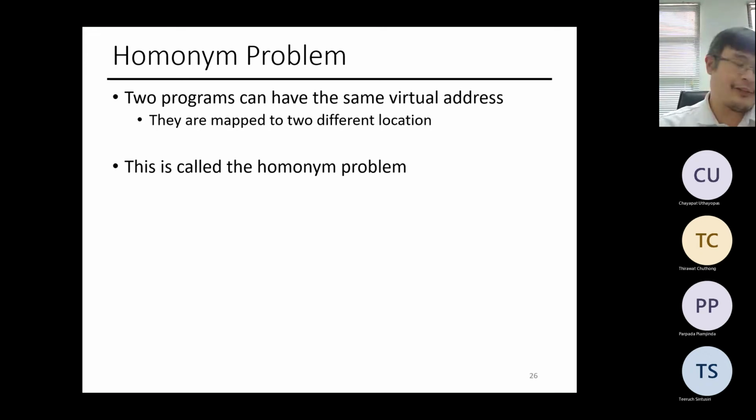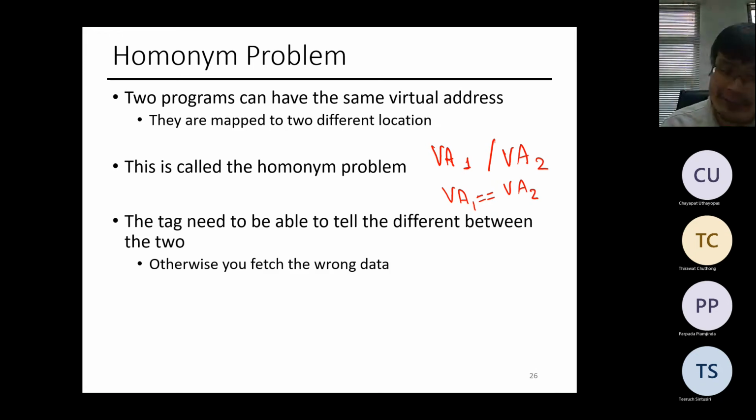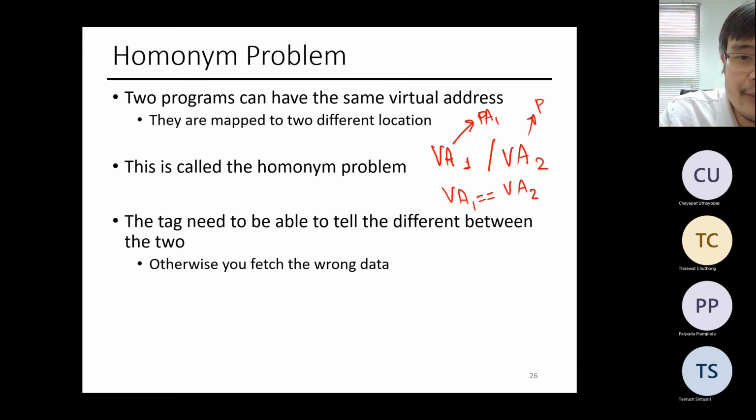Now, let me ask you this. If I need to tell the difference between virtual address 1 and virtual address 2, but VA1 equals VA2, how do I do that? Because I need to make sure they are different, because they have different physical addresses. So this is PA1 and this is PA2.